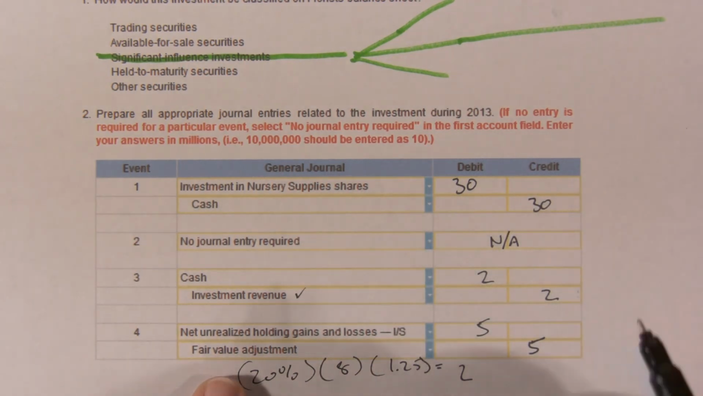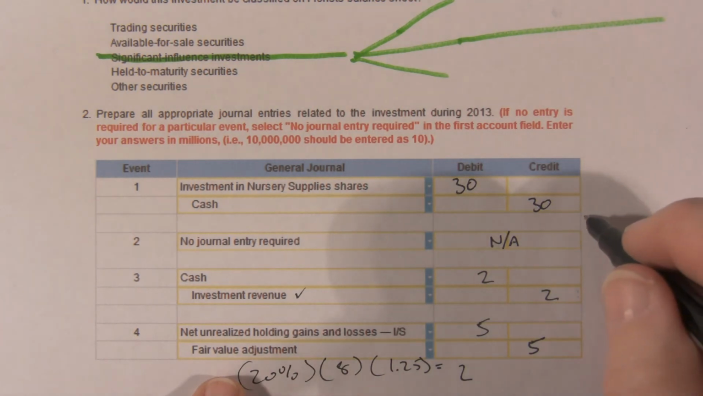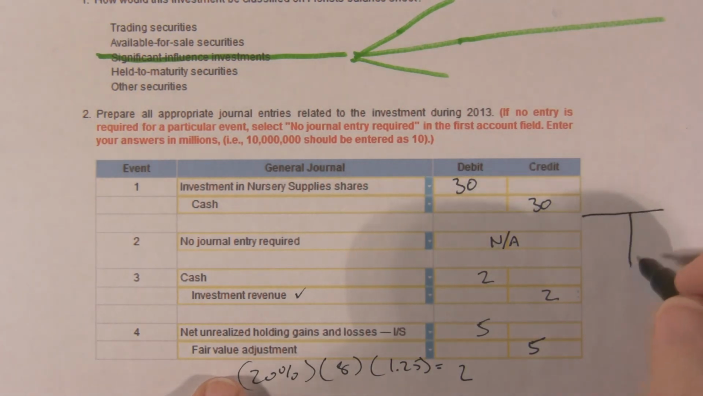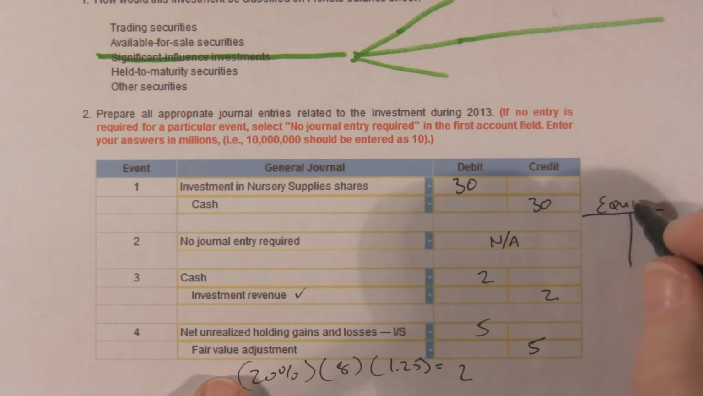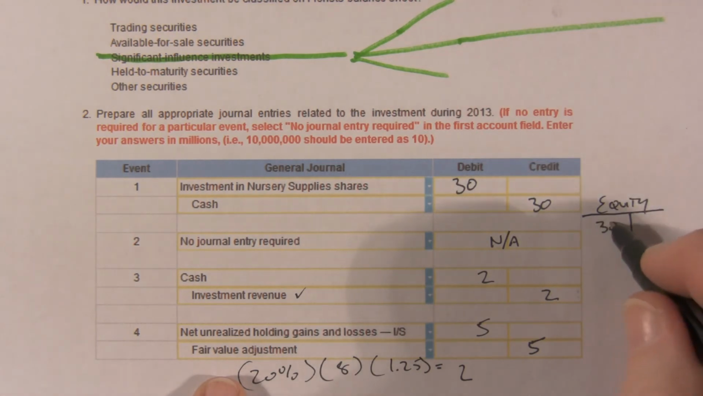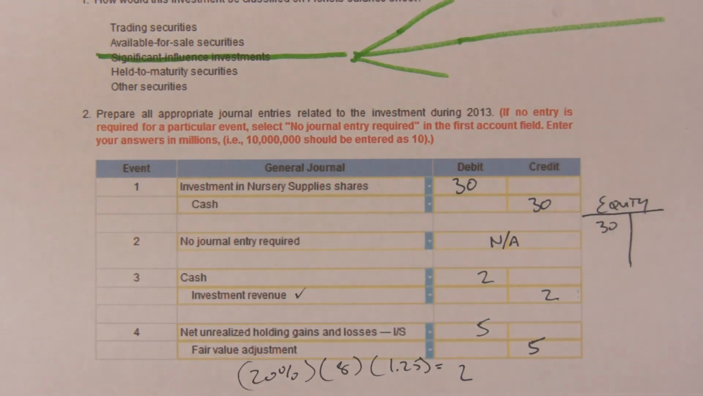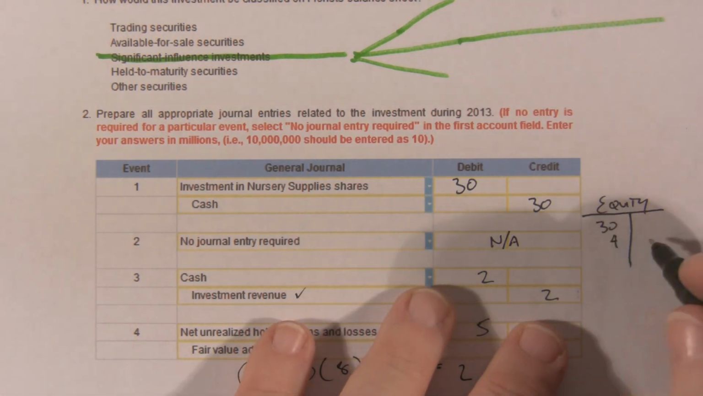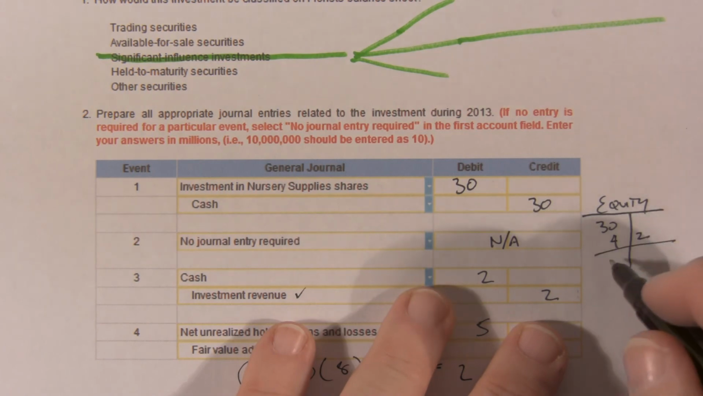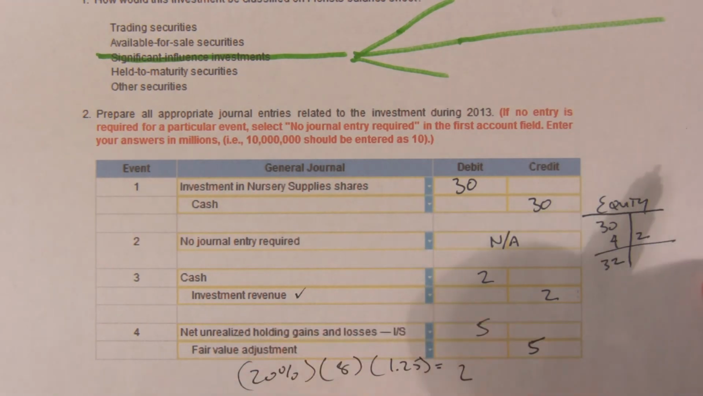Now, they don't ask us this, but let's just figure out what would happen if they used the equity method. They bought it for 30. Okay, the company had $20 million of net income, and we bought 20%. So we have 20% of 20 million. That would be 4 million. Minus the 2 million in dividends. So if we chose the equity method, we would carry it at 32.